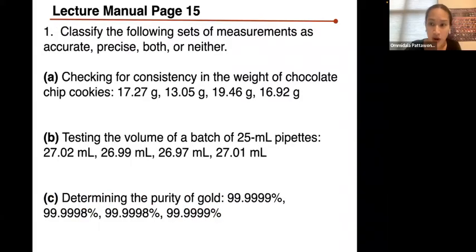Now I would like you to complete this one yourself. Go ahead and find out which data are accurate, precise, both, or neither. So let's pause the video now, complete this, and then resume the video when you finish.